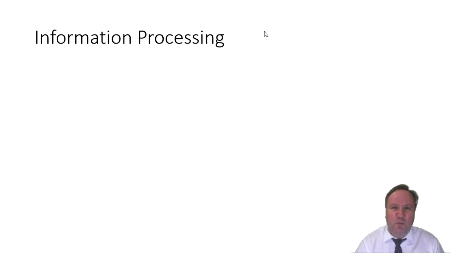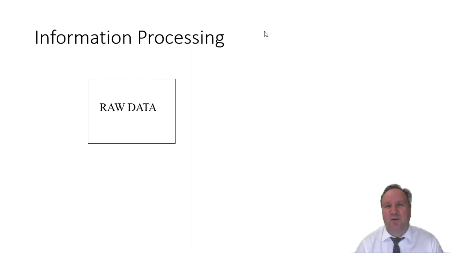So first of all, what is information processing, right? We are talking about information. What is information before we even start talking about information processing? So imagine in a hotel environment, in a hospitality environment, there is raw data. This raw data comes from multiple sources. Just again, imagine a hotel.